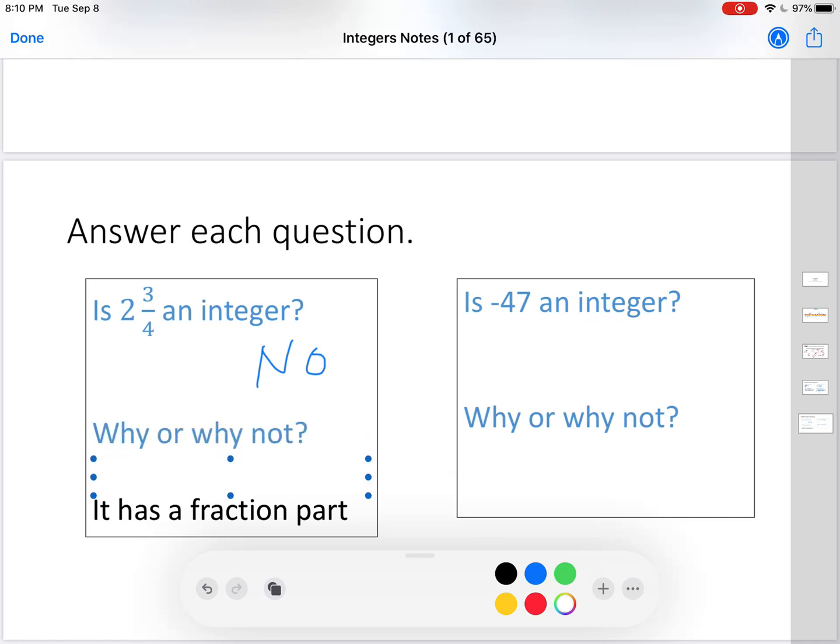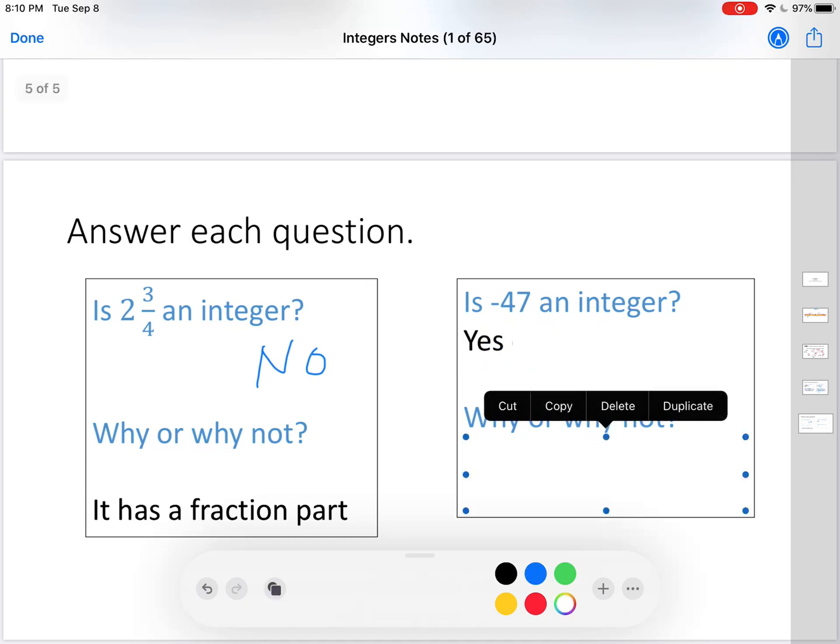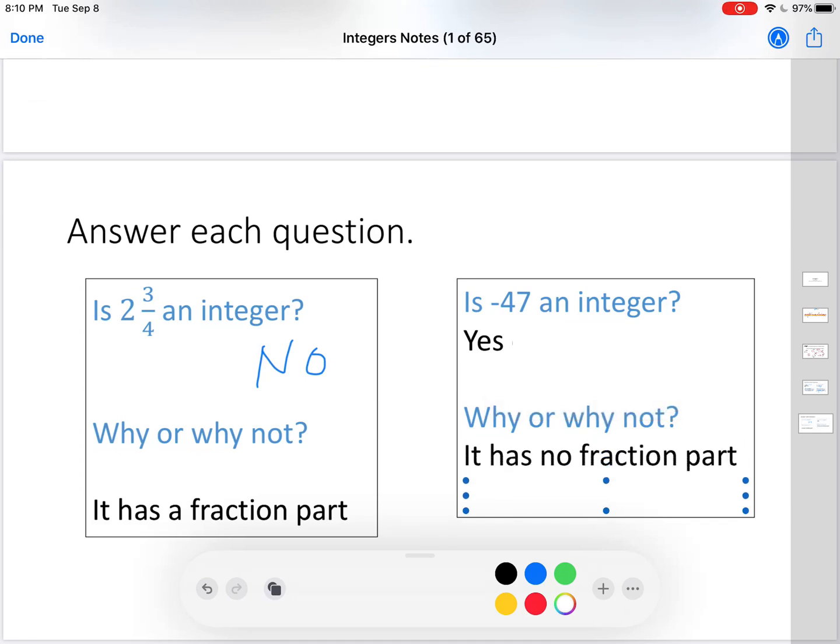Get the idea? Is negative 47 an integer? Yes. Why or why not? It has no fraction part. Get the idea? All right. I'll stop the video. If you have any questions, send me a message or ask me during class.